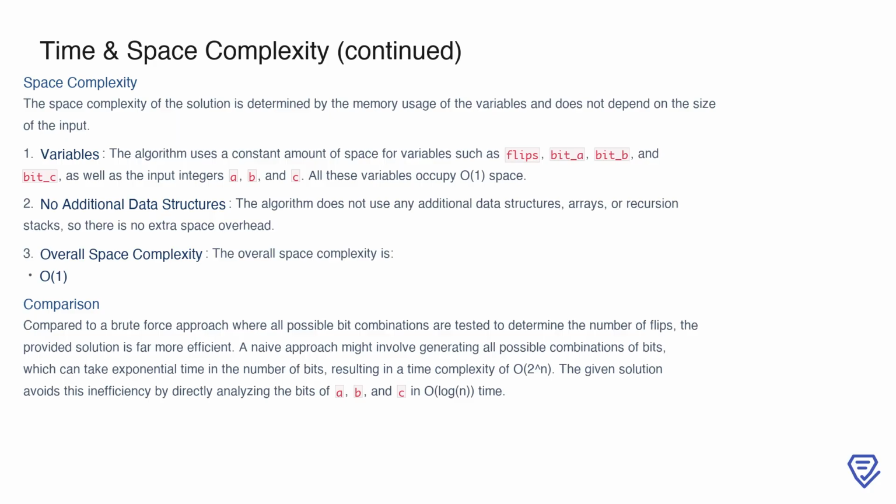Additionally, the input integers A, B, and C do not introduce extra space overhead because their memory usage is inherent to the input itself. Importantly, this algorithm does not rely on any additional data structures, arrays, or recursion stacks, which means there is no extra memory allocation beyond the constants mentioned. As a result, the overall space complexity is O(1).